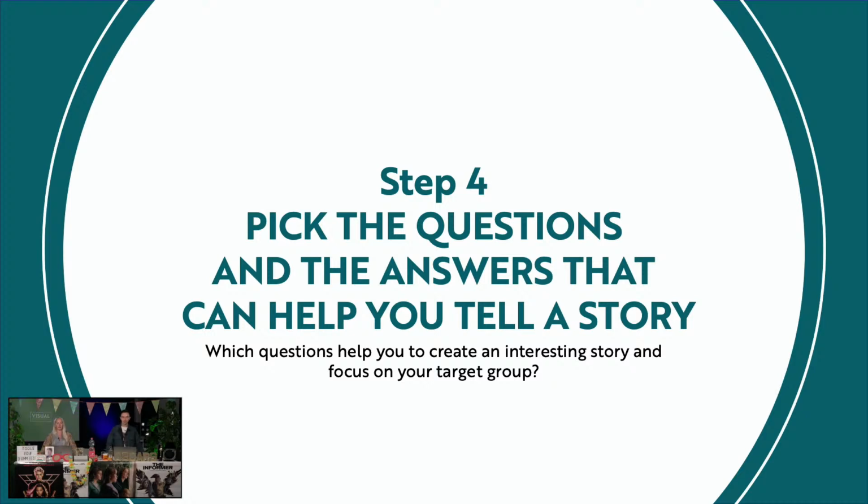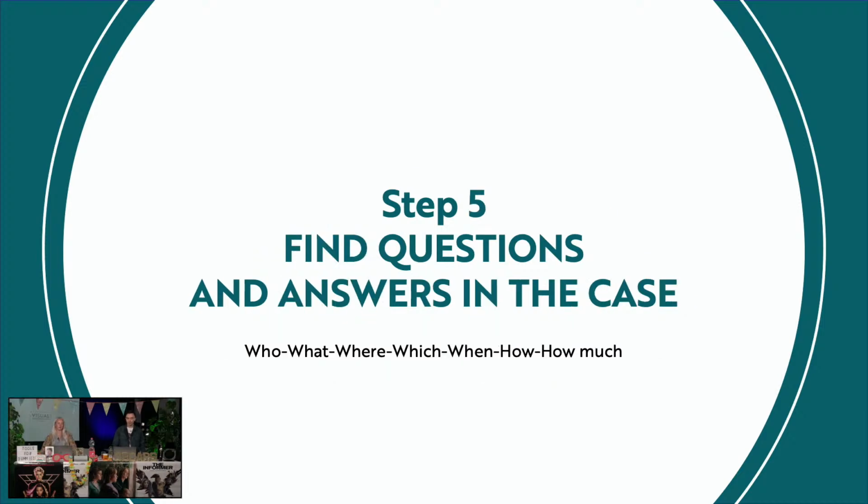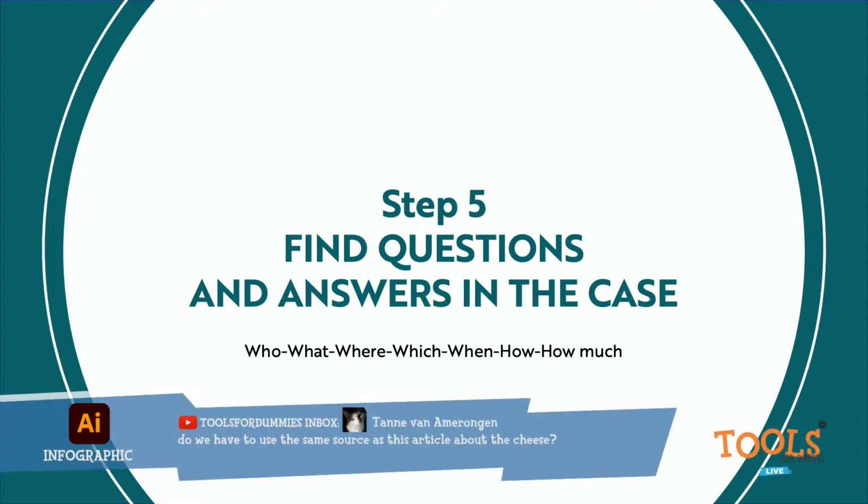So which questions help you to create an interesting story and focus on your target group? Step 5 belongs to that as well. Find the questions and answers in the case, or in your own case, your own food issue, and in the data that you're going to find online about your subject. The questions are who, what, where, which, when, how, and how much. They lead to the basic forms of the infographic that we will show you in a while.